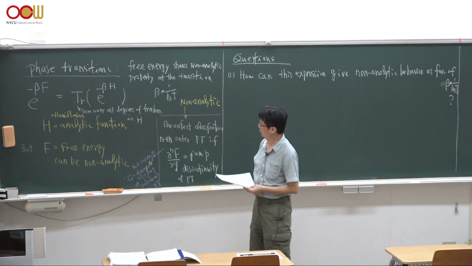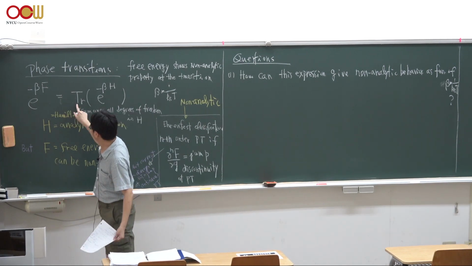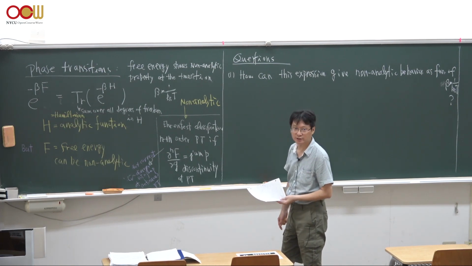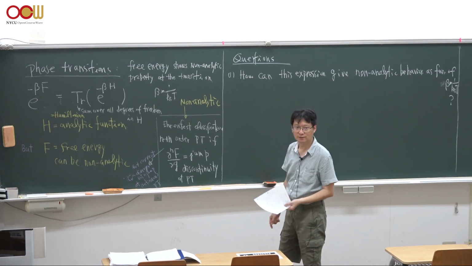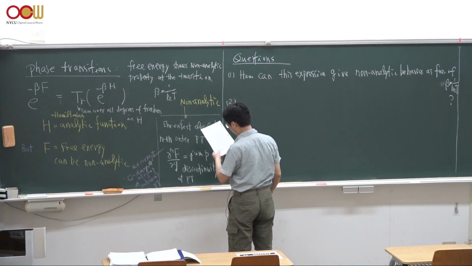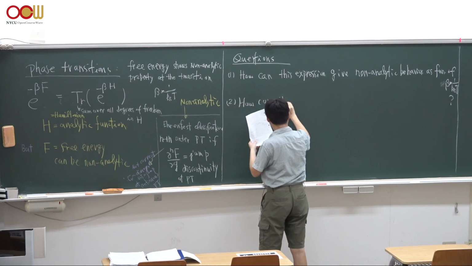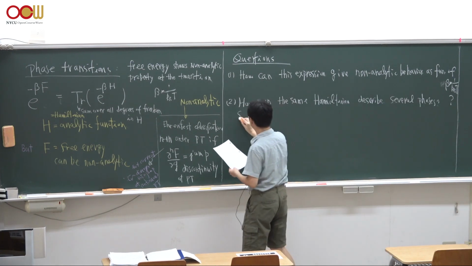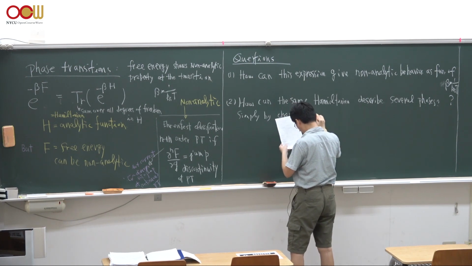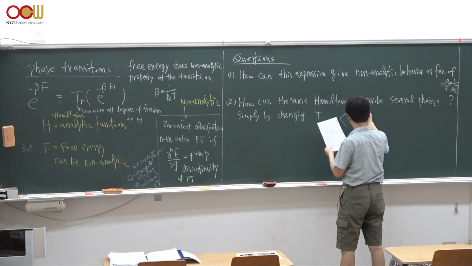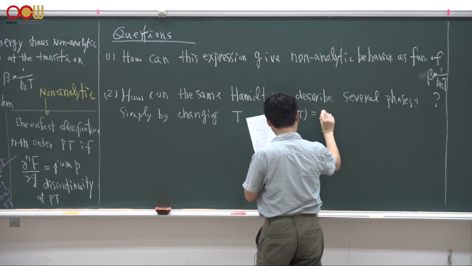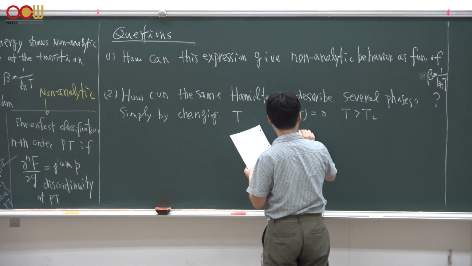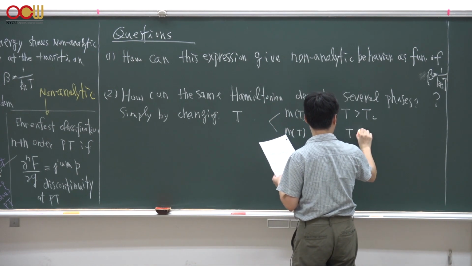As I mentioned just now, this relation is actually an equivalence between these two functions, and how can one side be a sum over the analytic function, but on the other side, this function could be non-analytic? Question number two: how can the same Hamiltonian describe several phases simply by changing temperature? For example, in this magnetic example, the magnetization is actually 0 when temperature is greater than Tc, but it is non-zero for temperature below Tc.